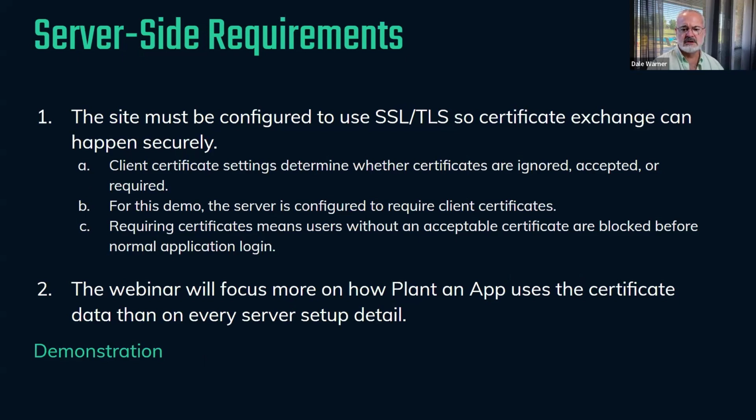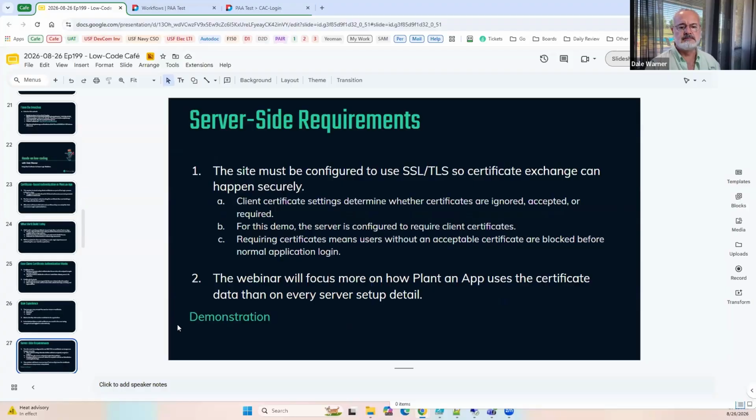So let's look at the way the site is set up. I'm not going to spend a lot of time on configuring the site, as there's a lot of variation there, but I have a site that is configured to require a client certificate, and requiring it means that users without a good certificate are blocked before they even get to the site, at the IIS level. As I mentioned, we're going to focus more on how Plant and App uses it than on the server setup detail. So let's see what it looks like.